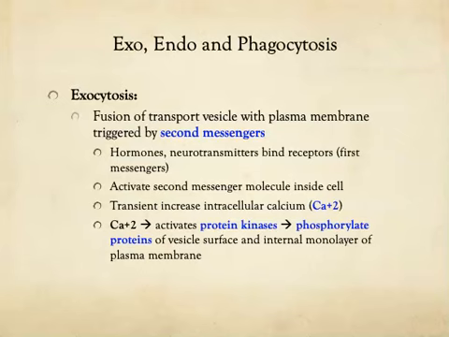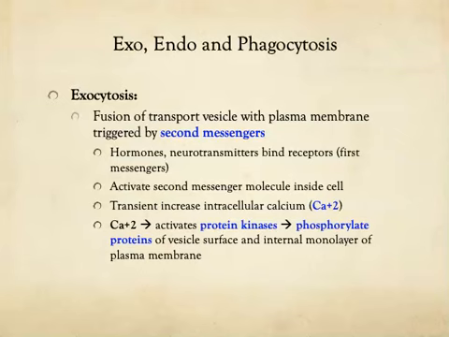That binding event of the hormone or the neurotransmitter to its receptor on the membrane is going to cause that protein receptor to change shape. And that shape change is going to activate a second messenger inside the cell. Now, in the case of exocytosis, this second messenger is calcium. In fact, calcium is a very common second messenger in lots of processes in living cells.